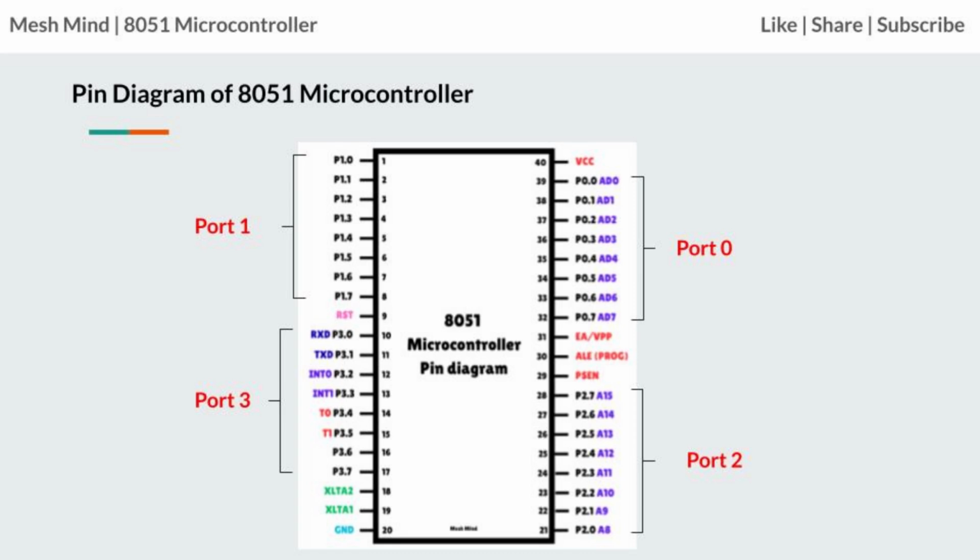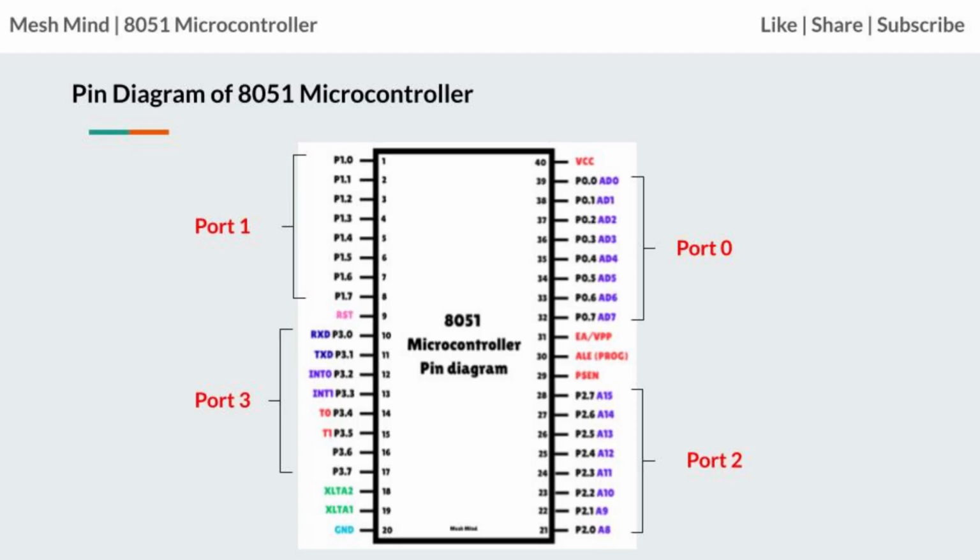Pins 21 to 28 are port 2, general purpose input output pins that can also be used as higher address bus lines in external memory interfacing. Pins 32 to 39 are port 0. This port is dual purpose. It works as input output, and during external memory access it also acts as multiplexed data and address lines. Other important pins. Pin number 9, reset pin. A high pulse on this pin resets the microcontroller.